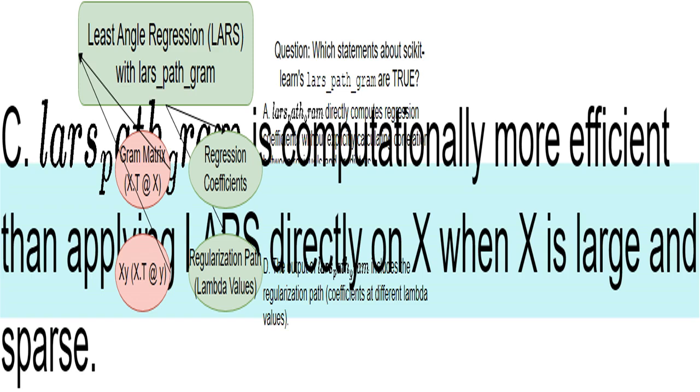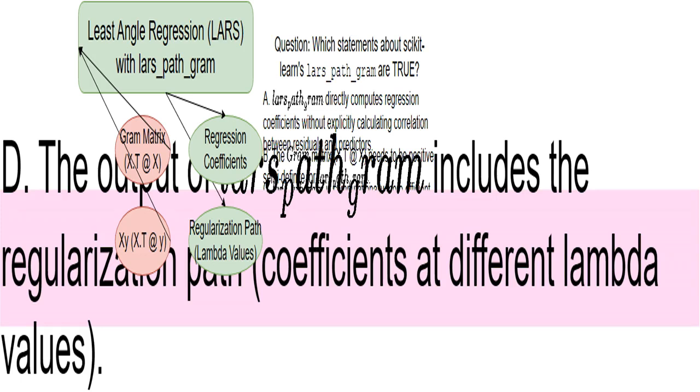Think of it like this: instead of directly working with a massive dataset, you summarize it into a smaller, more manageable representation, the gram matrix. The beautiful thing about lars_path_gram is that it gives you the regularization path, which shows how your regression coefficients change as you vary the regularization parameter, lambda. Understanding this path is key to finding the optimal balance between model complexity and predictive power.